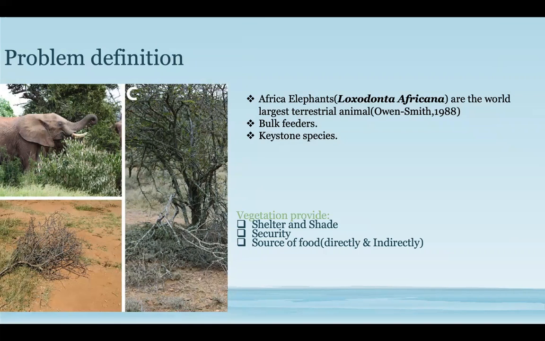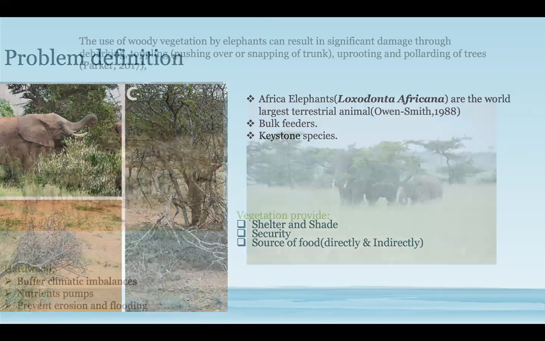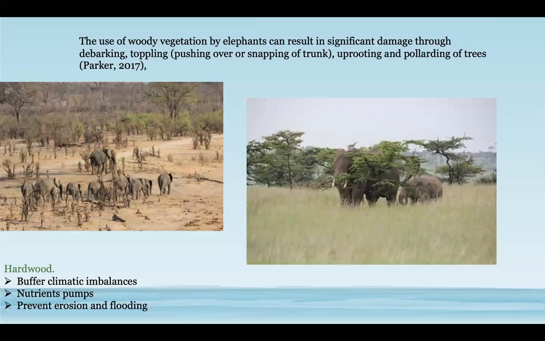And on the vegetation side, apart from being a source of food, either directly or indirectly, to the elephant, it also provides shelter and shade as well as security. Interaction of elephants with terrain, if not well managed, could result in significant damage through a series of elephant activities. Hardwood components usually serve as nutrient pumps, prevent erosion and flooding, and in most cases, buffer climatic imbalances.